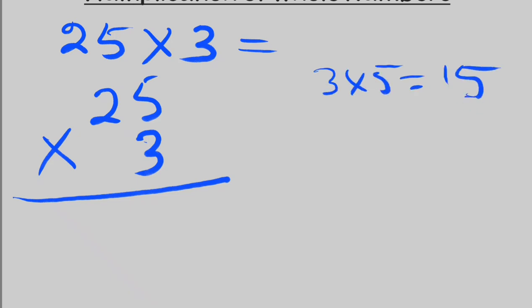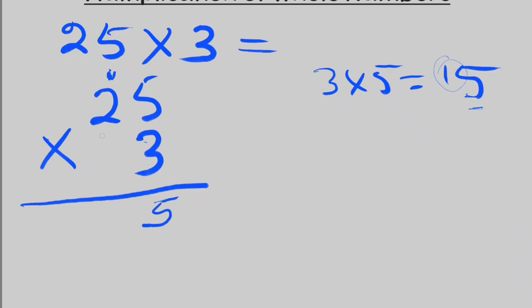Okay? Now, because this 15 is greater than 10, I'm not going to write 15 here. If I write 15 here, that will be wrong. So I'm not going to do that. What I'm going to do is I'm going to write 5, just this 5, okay? I'm going to write 5, and I'll be left with 1. So I'm going to take that 1 and put that 1 right here, okay?